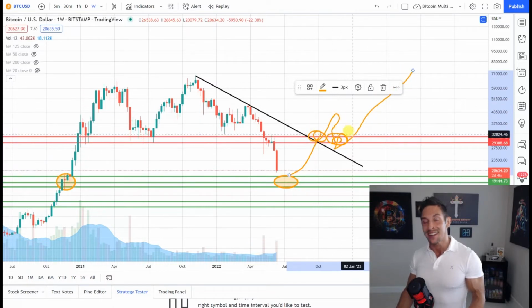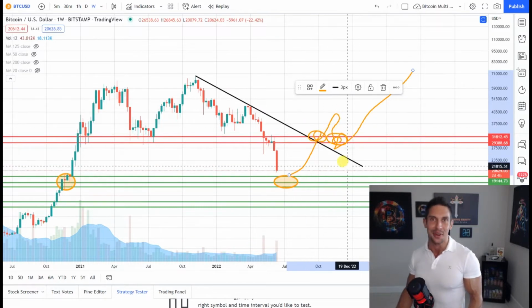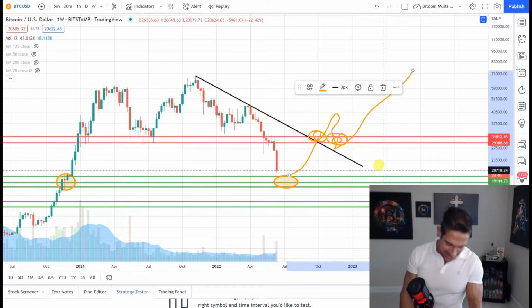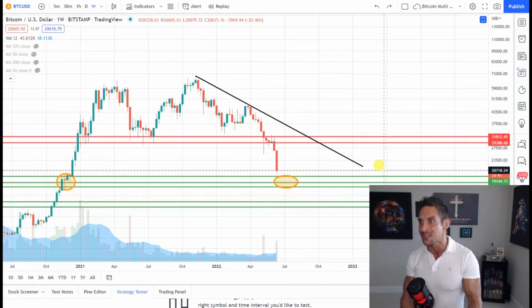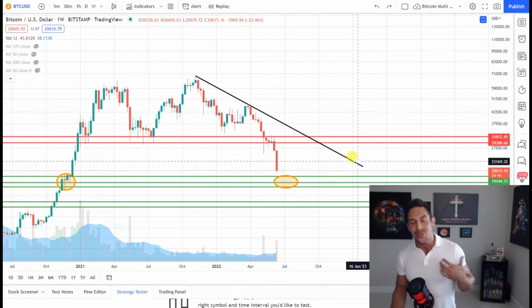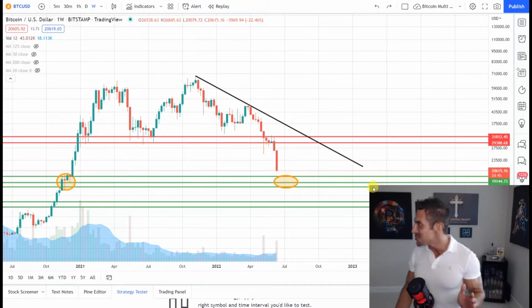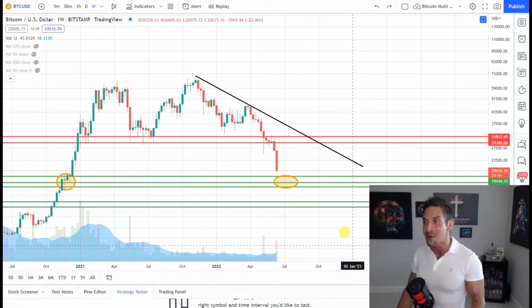Wow, I did not, as I was drawing this, intend to draw it this way. So we're just going to take that off the screen. If you didn't catch that, rewind. Anyway, those are the areas of resistance that we want to look for.